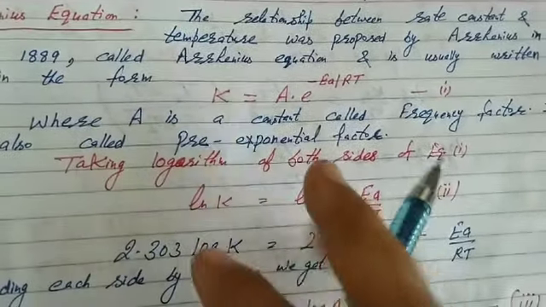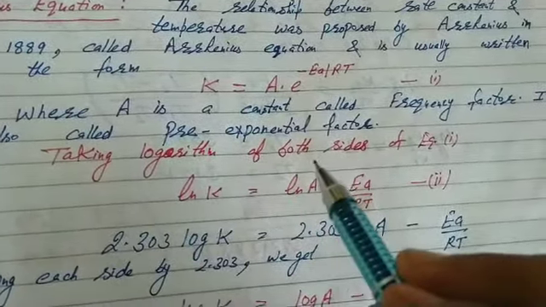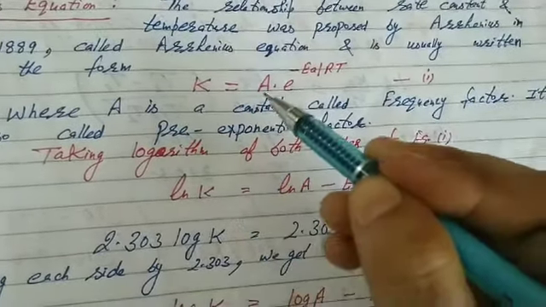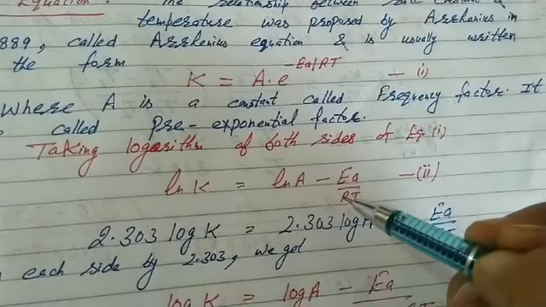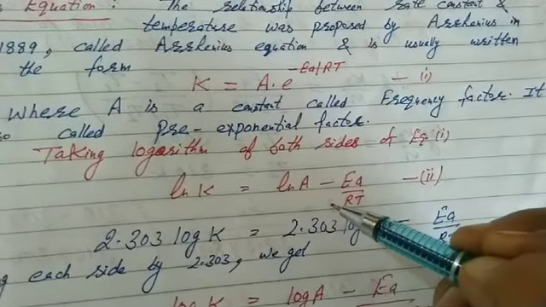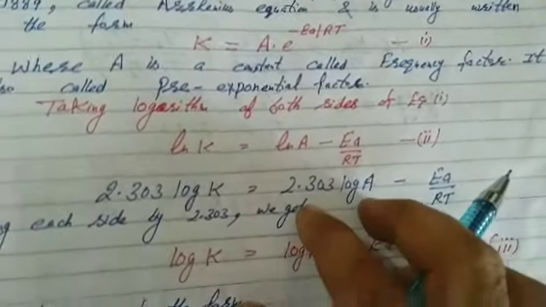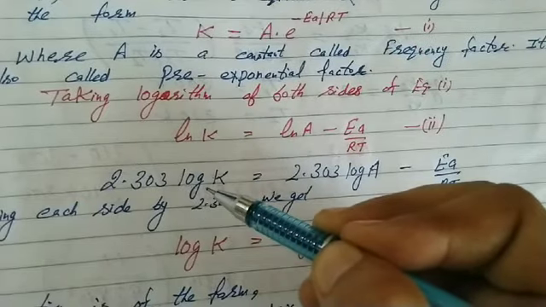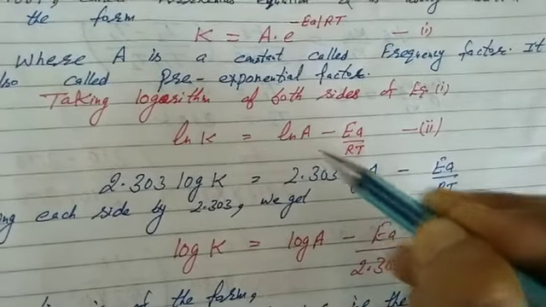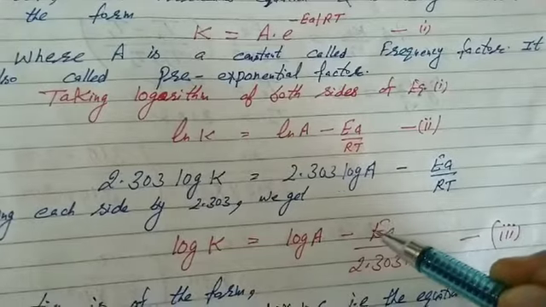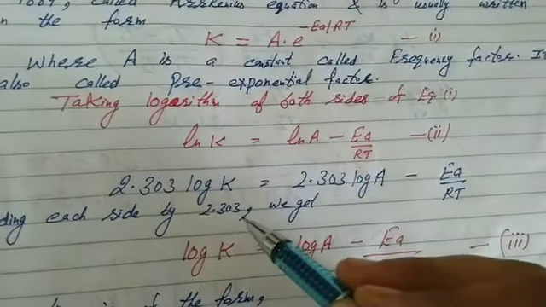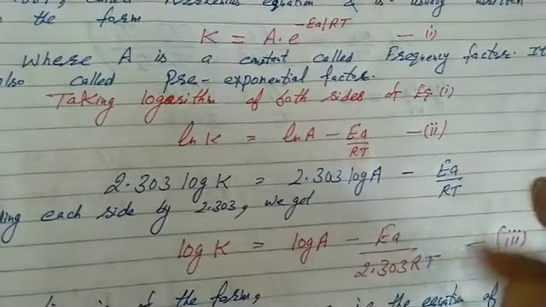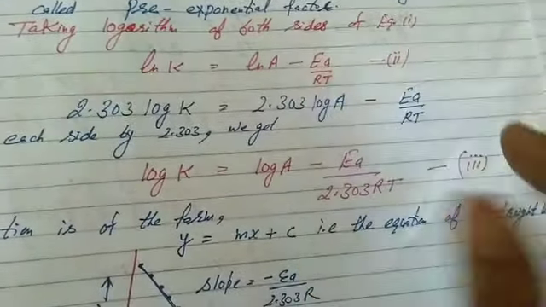Students, after this, taking logarithm of both sides of equation 1, it becomes ln k is equal to ln A minus Ea upon RT. Next, we convert natural log to common log. Multiply by 2.303: 2.303 log k is equal to 2.303 log A minus Ea upon RT. Now dividing each side by 2.303, the 2.303 cancels. Log k is equal to log A minus Ea upon 2.303 RT.